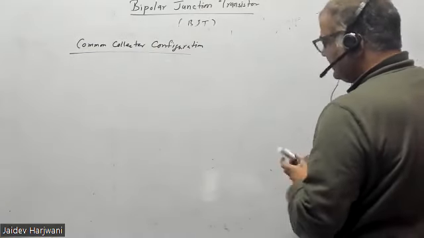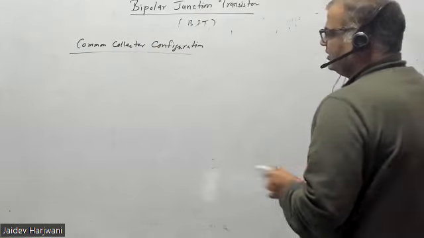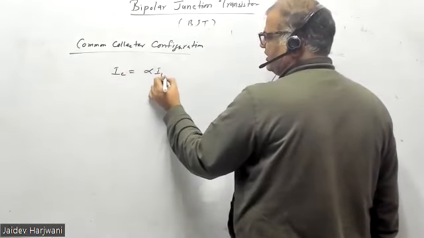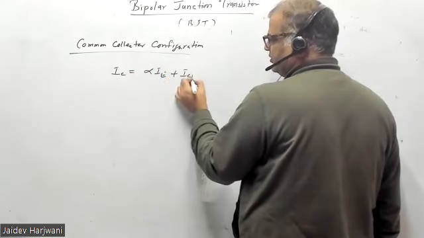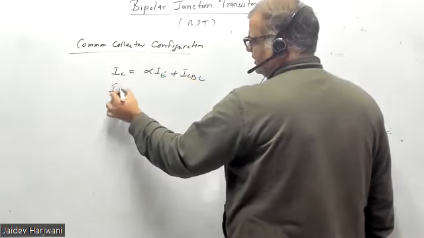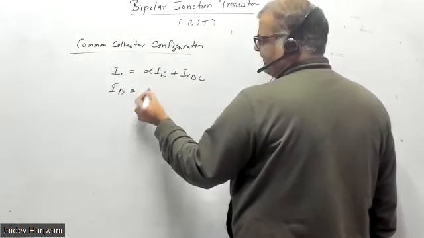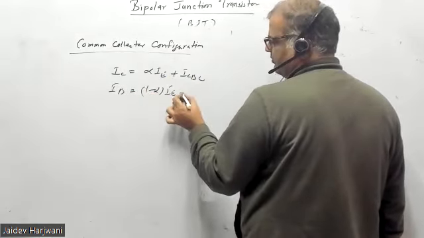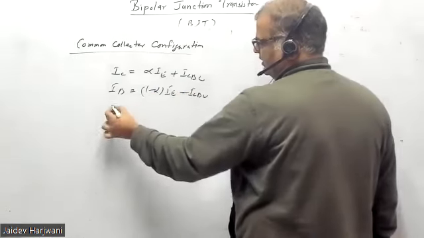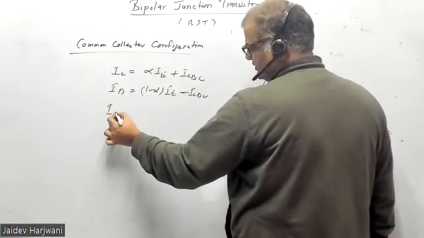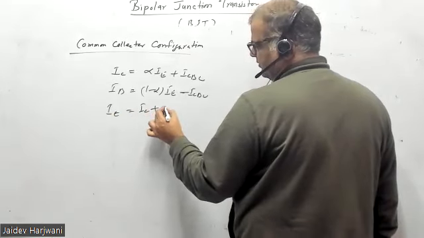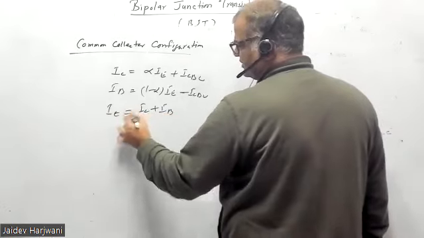So again, you have to write the fundamental equations. The fundamental equation says IC equals alpha IE plus ICBO. IB equals what? IB equals (1 minus alpha) IE minus ICBO, and IE equals IC plus IB. These are the fundamental equations.